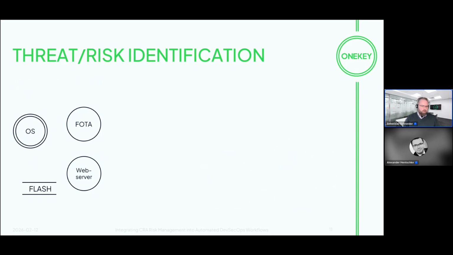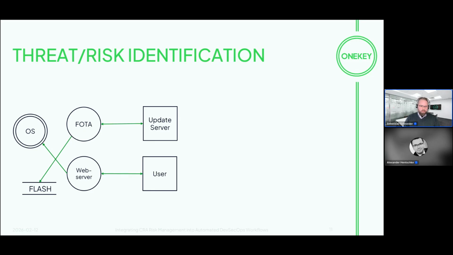Here, for example, firmware over-the-air update, a web server. We have the OS as a complex process, internal memory. We map out which connection we have here between these internal processes. We see external entities who are using these processes. So the update server is talking to firmware over the air, the user is talking to the web server, and of course we need trust boundaries.